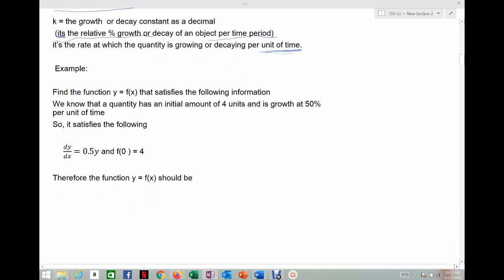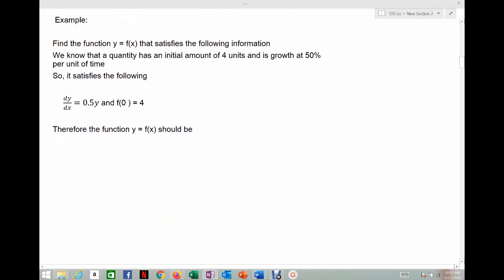So a simple, generic example. Suppose that we've made an observation, and we want to find the function f of x that satisfies this information. We've noticed that a quantity started out with 4 units, that's the amount at time 0 when we started our observation, and then we noticed that it was growing by 50% per unit of time. Time would be days, months, hours, weeks, or whatever. This is generic. So it's growing by 50% every hour if you wanted. What that means is it satisfies this. This is its derivative, its differential equation.